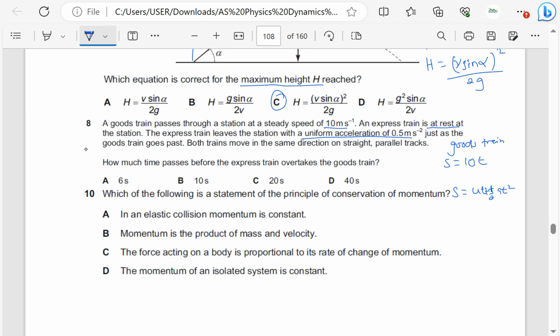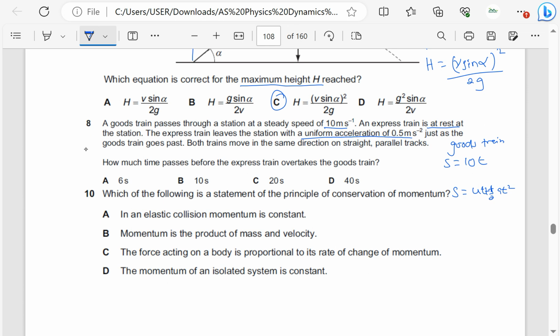The express train leaves the station with a uniform acceleration just as the goods train goes past. Okay, so as the goods train just goes past, the express train also starts. Both trains move in the same direction on a straight track. How much time passes before the express train overtakes the goods train? By the time the one overtakes the other, they will have covered the same distance. Of course, they will have traveled for the same time.